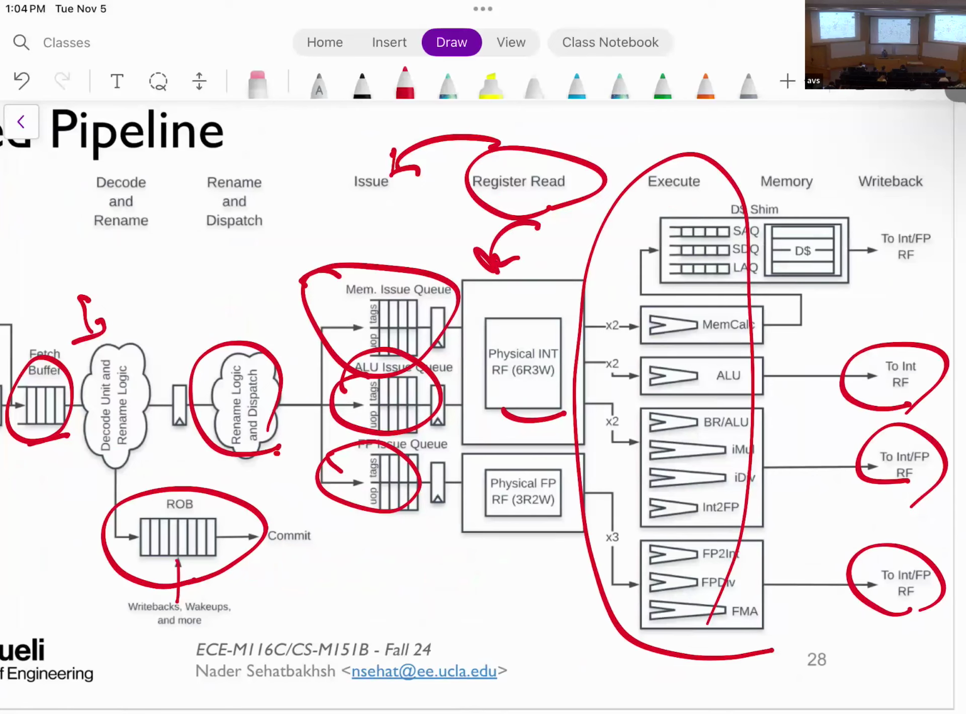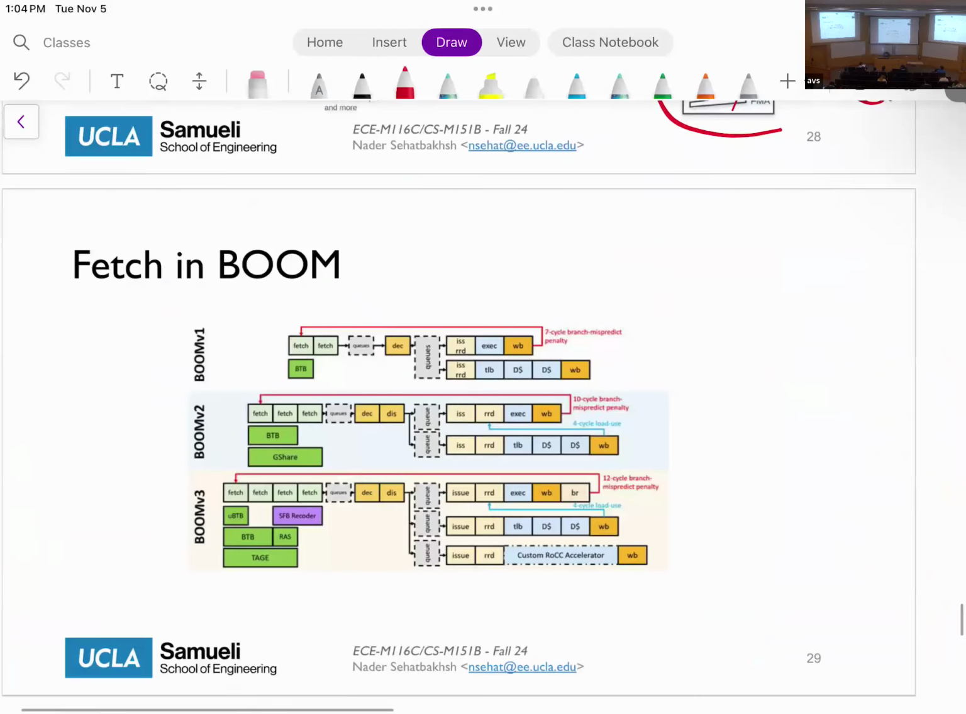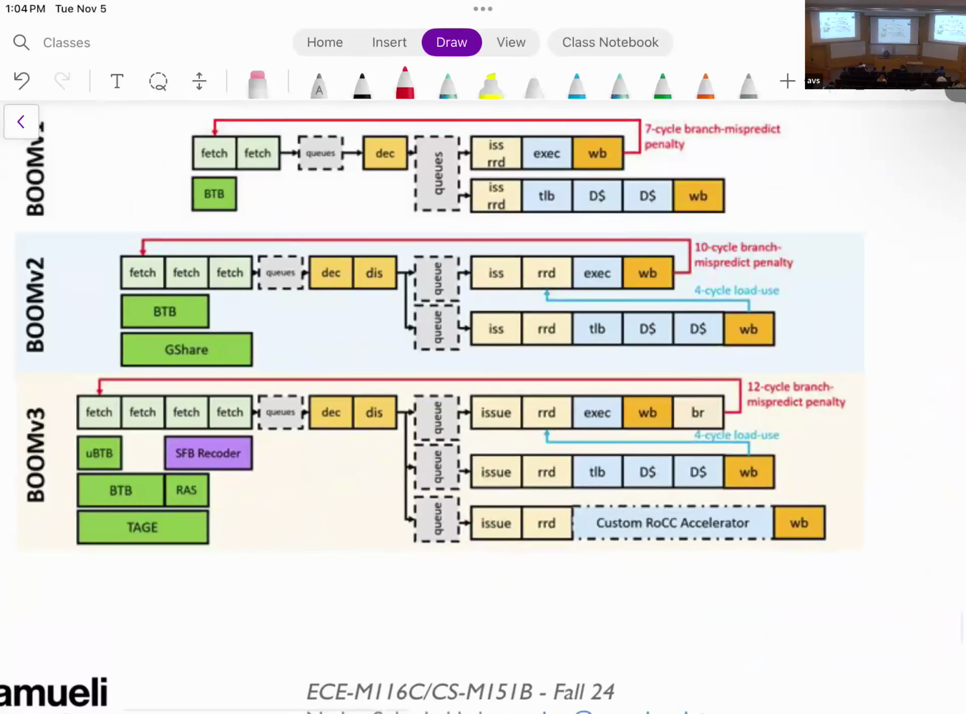I haven't shown it yet, but they go back to those, okay? And then I have my load store queue somewhere here as well that goes to my memory, all right? And finally, this would be the timeline.